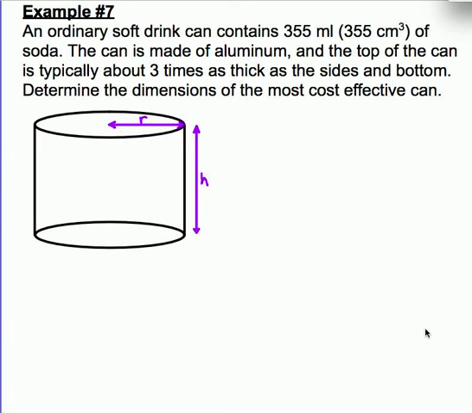So we now come to example 7, the final example of my series of optimization problems. And the question says, an ordinary soft drink can contains 355 milliliters, that is 355 cubic centimeters, of soda. The can is made of aluminum, and the top of the can is typically about 3 times as thick as the sides and bottom. Determine the dimensions of the most cost-effective can.